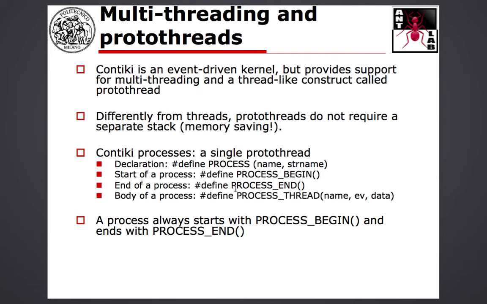Then you have two macros to define the start point and end point of a process, which are PROCESS_BEGIN and PROCESS_END. In between these two macros, you have all the logic, all the source code that your process or proto-thread should execute. This is similar to a C function, where you have brackets that define where a function starts and where it ends. And then you have the body of a process, which starts with the macro PROCESS_THREAD, which needs to be declared like this, and we will see the purpose of these parameters in just a few seconds.